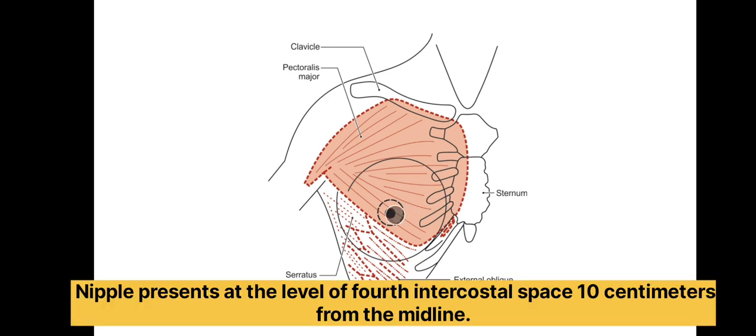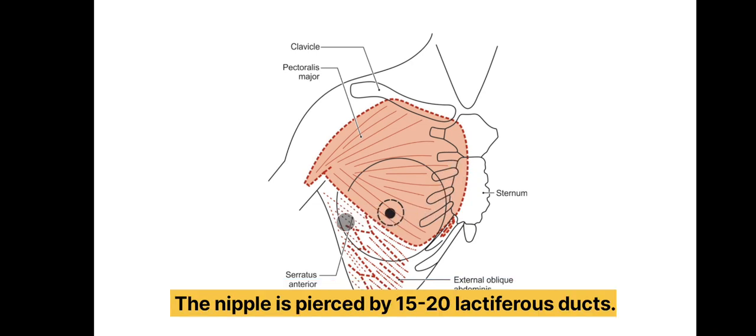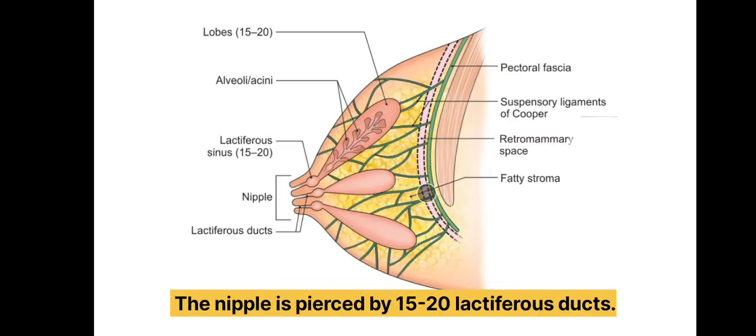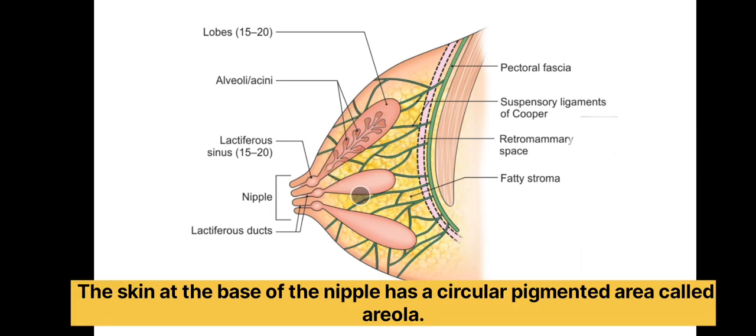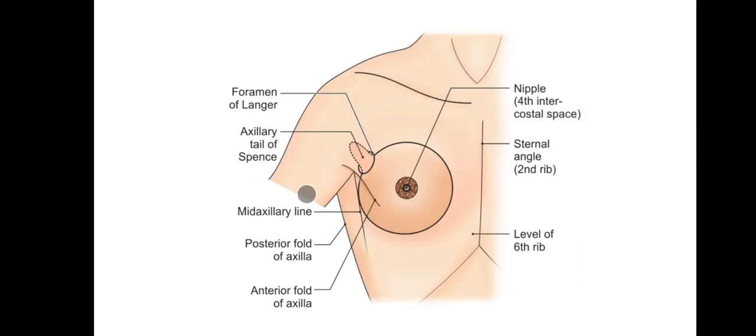The nipple is present at the level of the fourth intercostal space, 10 centimeters from the midline. The nipple is pierced by 15 to 20 lactiferous ducts. The skin at the base of the nipple has a circular pigmented area called the areola.